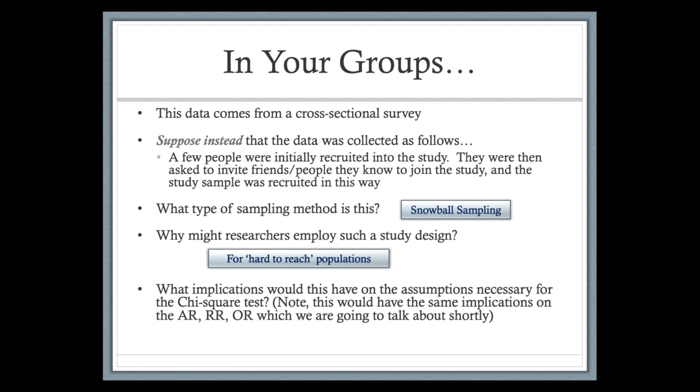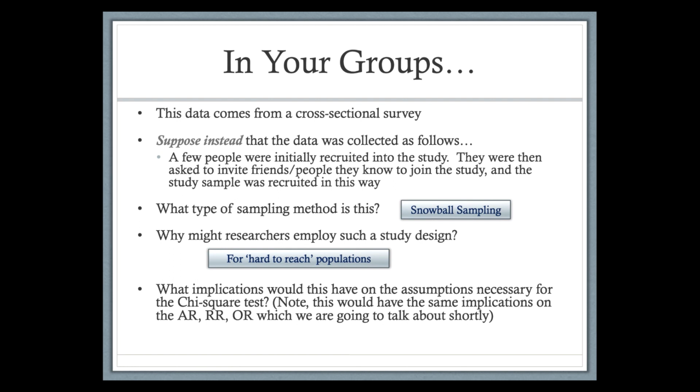Okay, and again, as I mentioned, the paper that you have an option of critiquing involves snowball sampling. So you're going to want to think through some of these things. And then I guess one final note on this design: what implications does it have on the assumptions for the chi-square test or odds ratios and so on? Well, if you think about it, one of the main assumptions of these methods of analysis is that observations or individuals are independent. Okay, now what do you think if someone's in the study and then they invite their friends in, who then invite their friends in?